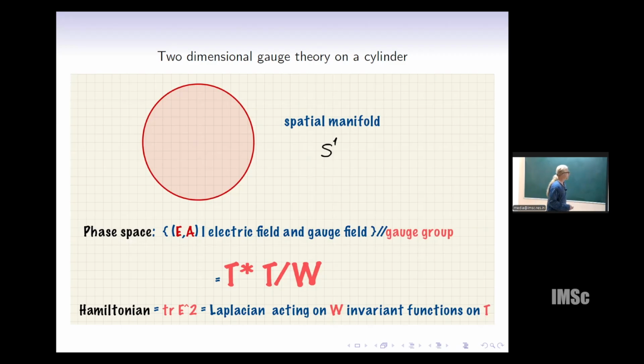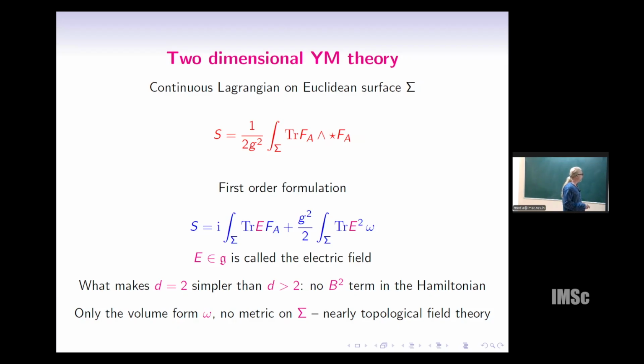But let's do the canonical analysis of this theory. Let's take sigma to be a cylinder, a product of a circle times a line. If you look at the Lagrangian written here, this first term is essentially the p dq term in the canonical classical mechanical approach. The second term corresponds to the Hamiltonian. And E is canonically conjugate to A, the space component of the gauge field.